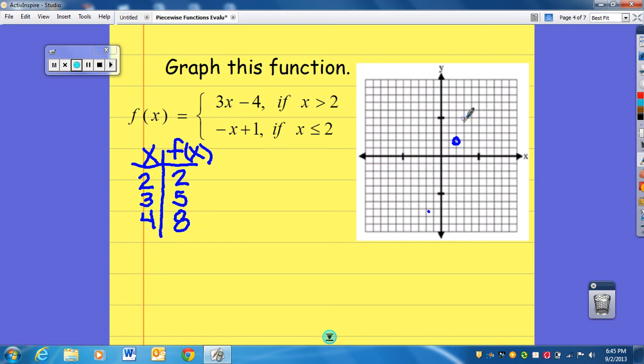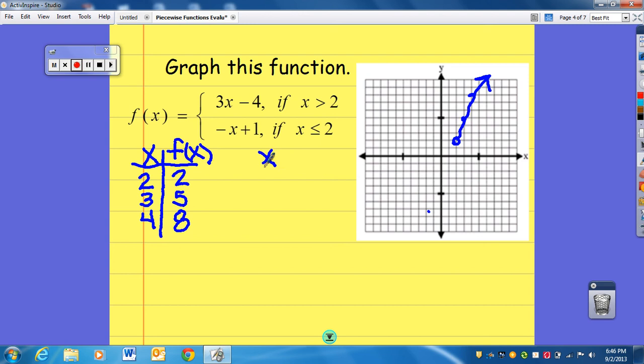So I have 3, 5. I'm just going to make a dot right there so I can draw my line in just a moment. And then I have 4, 8. So I'll put my dot there. Okay, since we have an open circle, I'll start there and then I'm going to draw up with an arrow on the end to show that it would go to infinity going in that direction.